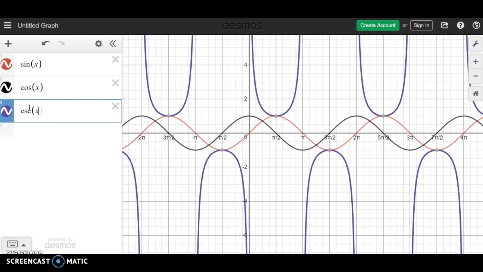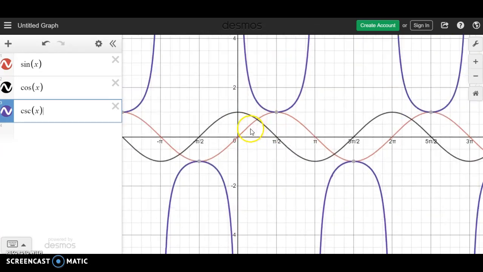So the cosecant of x, for instance, is 1 over the sine. When the sine is 1, the cosecant is also 1. It'll have asymptotes every time the sine is 0, and you can see that here and here. And then every other place, it's just 1 over the value.